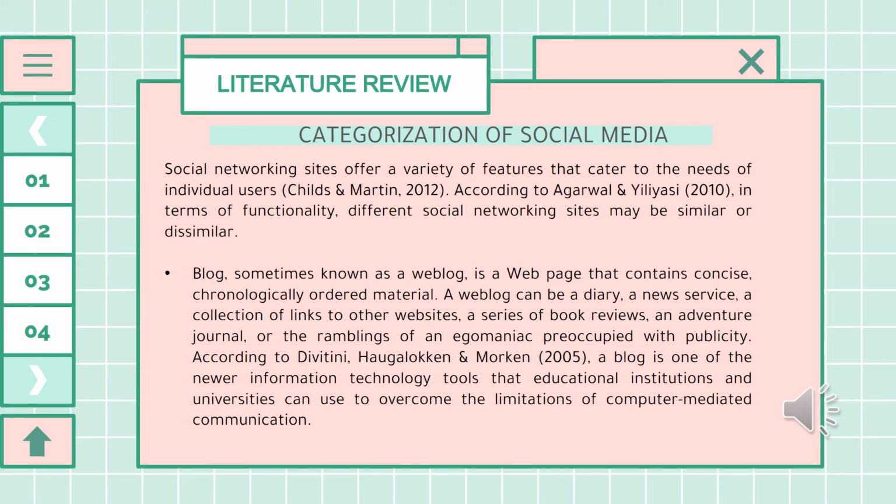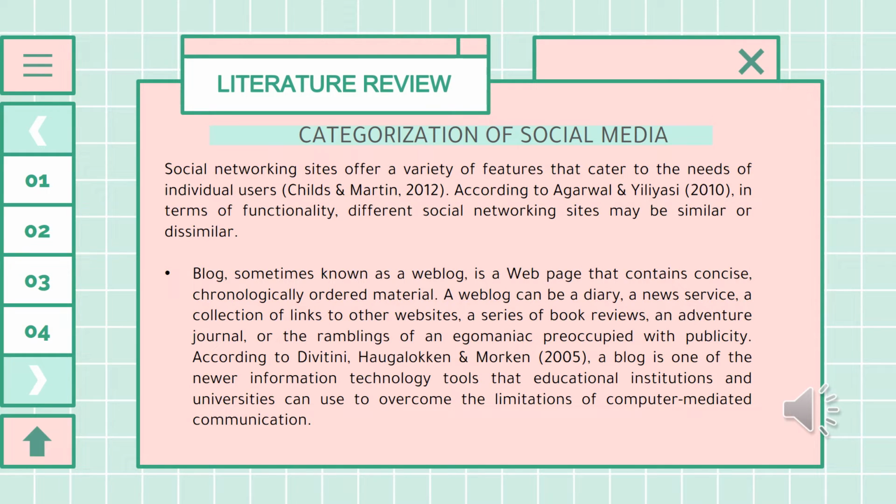Another literature review that is related to the study is about categorization of social media. Social networking sites offer a variety of features that cater to the needs of individual users. According to Agarwal and Ilyashiv 2010, in terms of functionality, different social networking sites may be similar or dissimilar. A blog, sometimes known as a web blog, is a web page that contains concise chronologically ordered material. A web blog can be a diary, a news service, a collection of links to other websites, a series of book reviews, an adventure journal, or the ramblings of an egomaniac preoccupied with publicity.